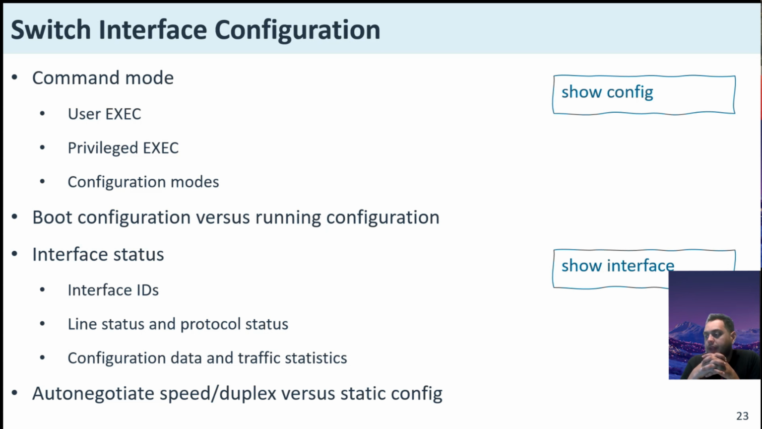An interface has a line status, up if a host is connected via good cable, and a protocol status, up if an Ethernet link is established. Down indicates fault, while administratively down indicates the port has been purposefully disabled. Show interface will also report configuration details and traffic statistics if the link is up/up.